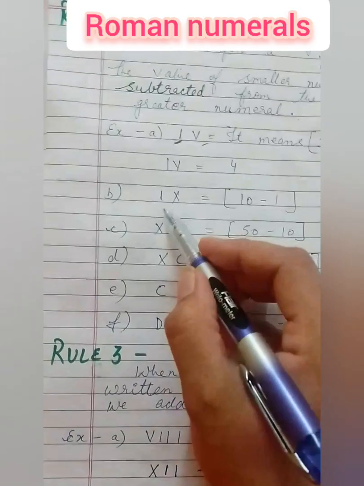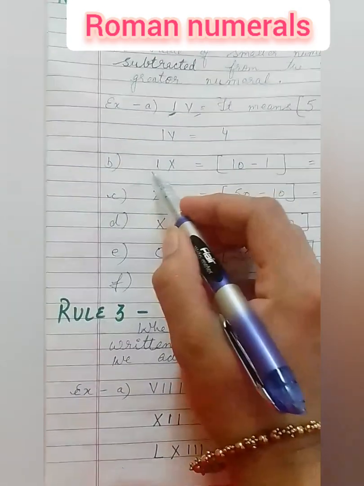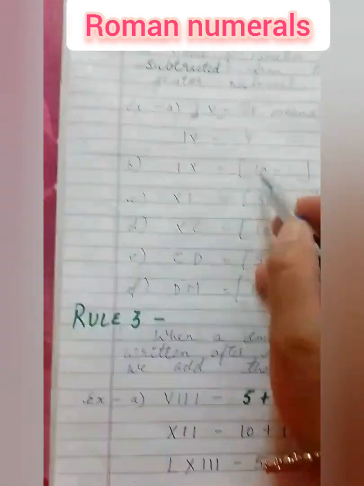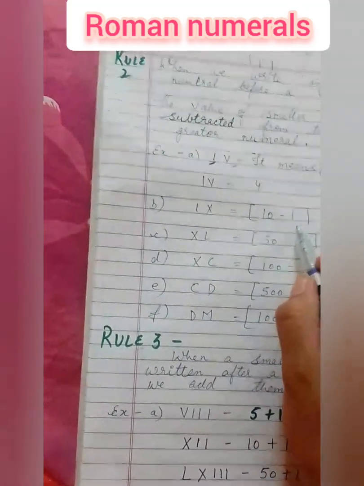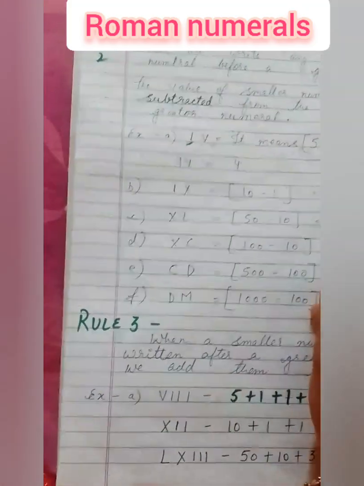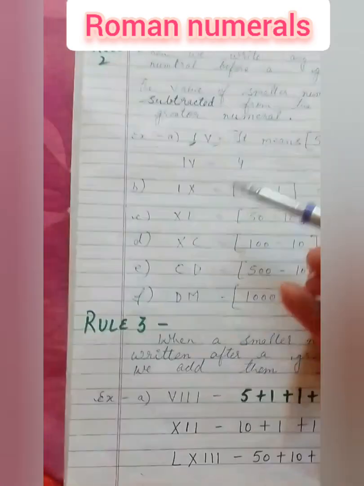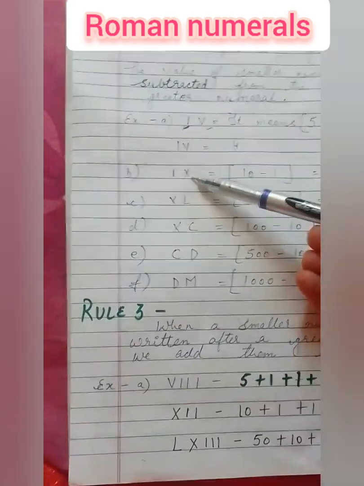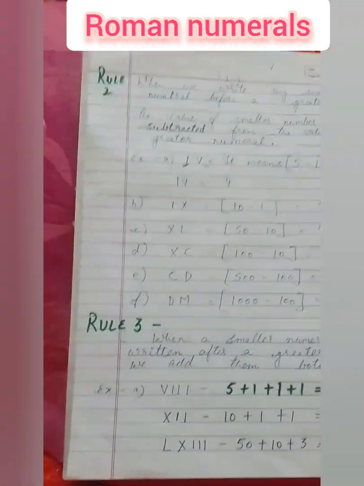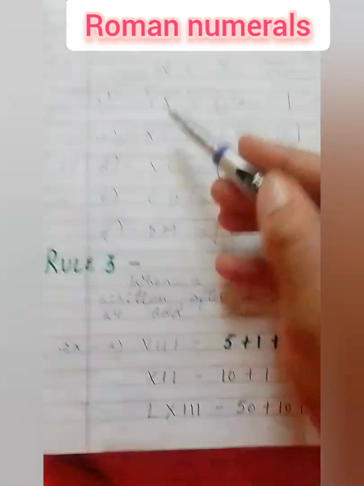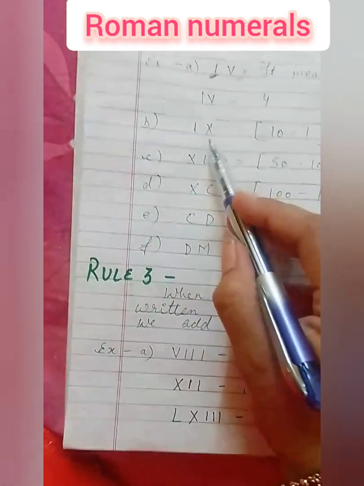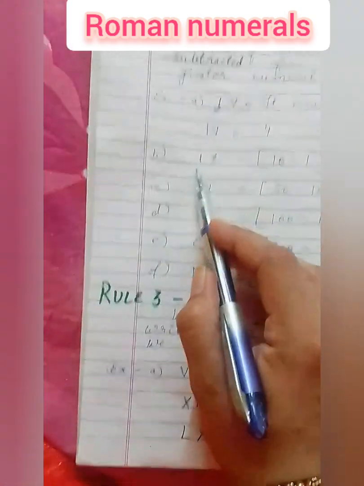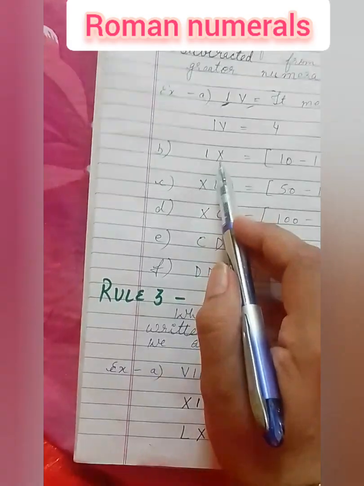Let's see. Here it is 1 and 10. IX means 1 is subtracting from 10. जो 1 है वो 10 में से subtract हो रहा है. It becomes 9. जैसे जब हम classes में थे, school में थे, हम लोग लिखते थे ना 9th, 10th, 8th. So this is 9. IX stands for 9. 1 is subtracted from 10.